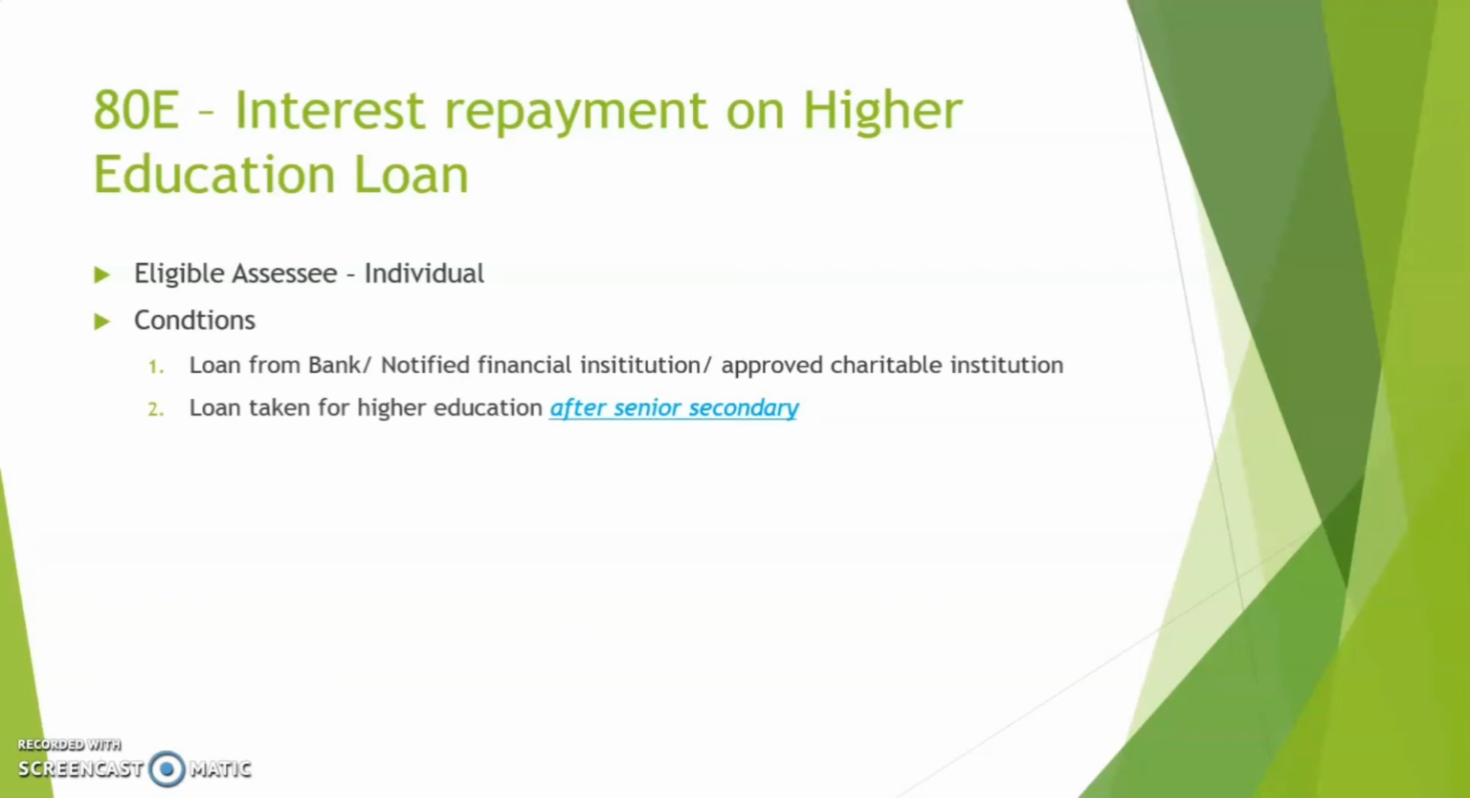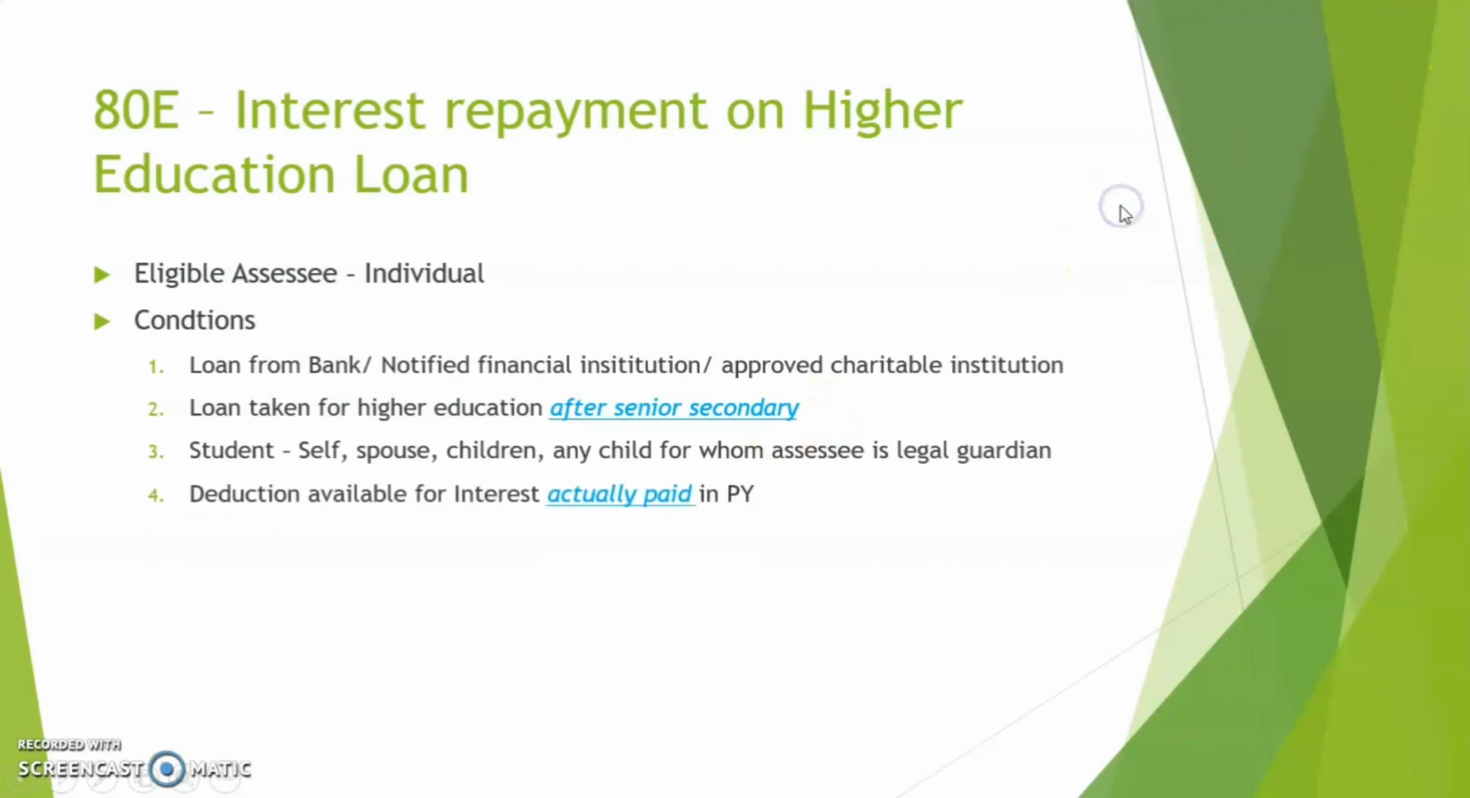And by higher education, what it means is education after senior secondary. Clear? Okay, let's see what the third condition is. The student can be the assessee himself or herself, the spouse, the children, or any child for whom the assessee is a legal guardian. So it can be a loan taken for the studies of the assessee, the spouse, or his or her children, or any child for whom he or she is a legal guardian.